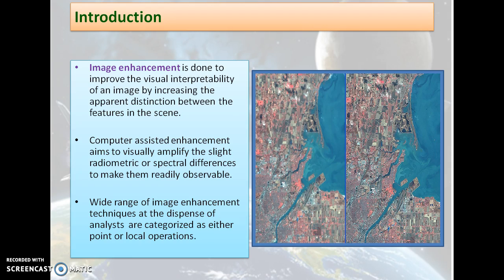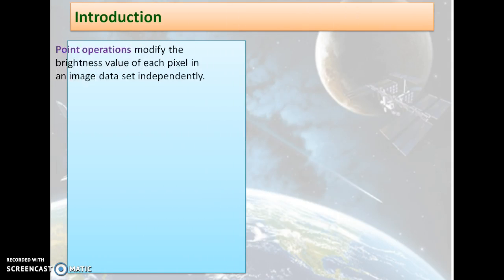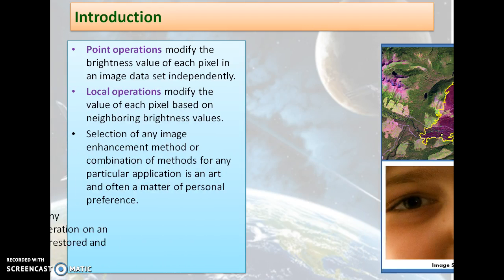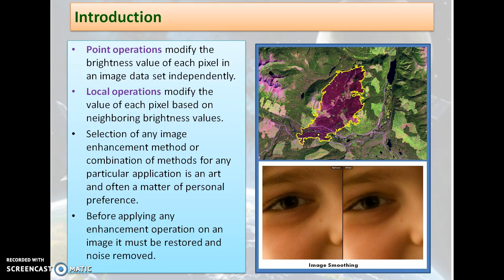A wide range of image enhancement techniques at the disposal of analysts are categorized as either point or local operation. So, first let us understand what this point operation and local operation are on the image. Point operation modifies the brightness value of each pixel in an image data independently, whereas local operation modifies the value of each pixel based on neighboring brightness value. These operations calculate a new pixel value based on the values in a local neighborhood.